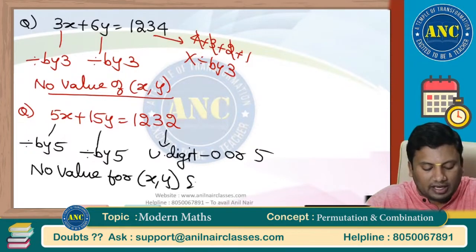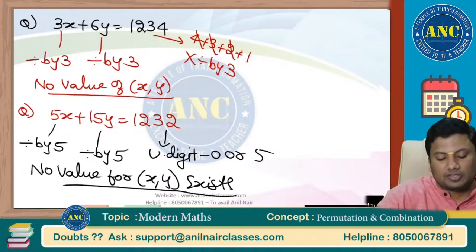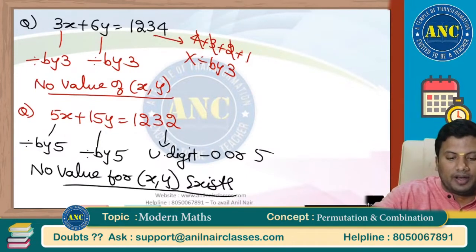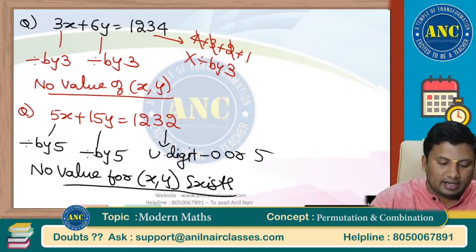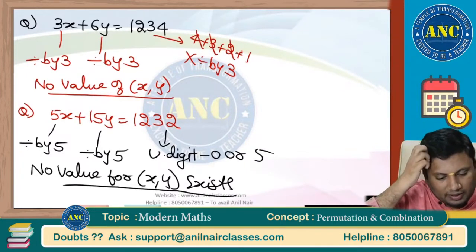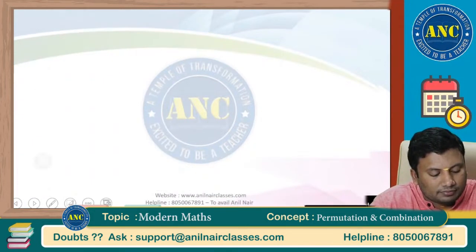At the end of the class, you will not get a single doubt if you listen to the class very carefully. No value for x, y. I hope the idea is clear. Suppose one more question. Please write down.